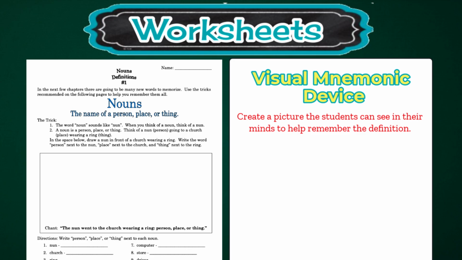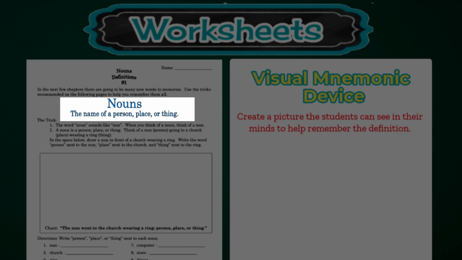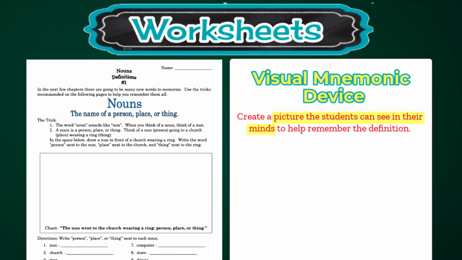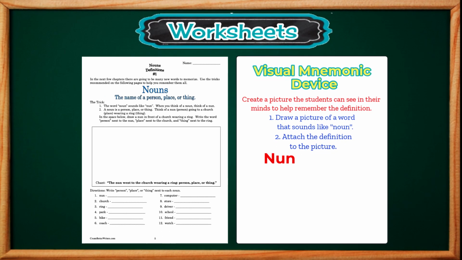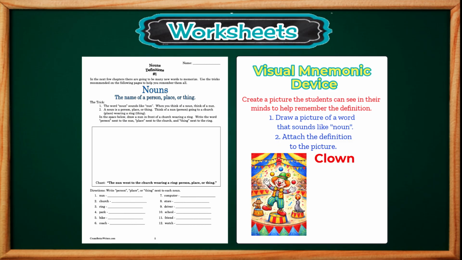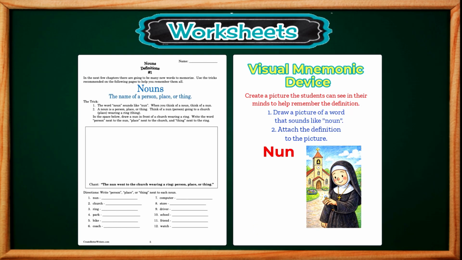They've got to have some kind of trick to really lock them all in, and this is a great way to do it. The goal here is you just want this picture to pop up in the students' minds every time they think of that part of speech. In this case, it's nouns. What they'll do is combine a picture of a word that sounds like noun and attach the definition to it. The worksheet here suggests nun, but I often use the word clown. So either way, the students will draw something like the clown was at the circus in the ring, person, place, or thing. Or the nun went to the church wearing a ring, person, place, or thing.